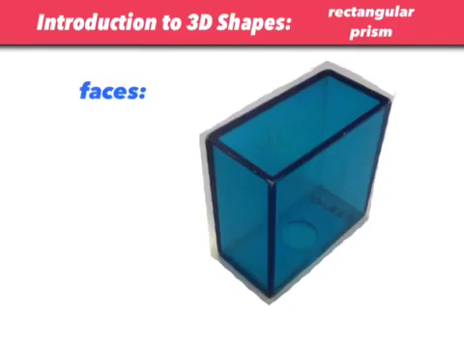Alright, so let's have a look at the features of a rectangular prism. You might already see that it looks very similar to a cube. So let's see how many faces a rectangular prism has. Pause the video, have a look at the shape and count them, and come back and see if you got it right.